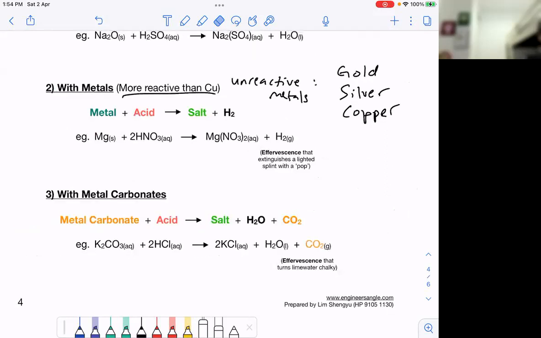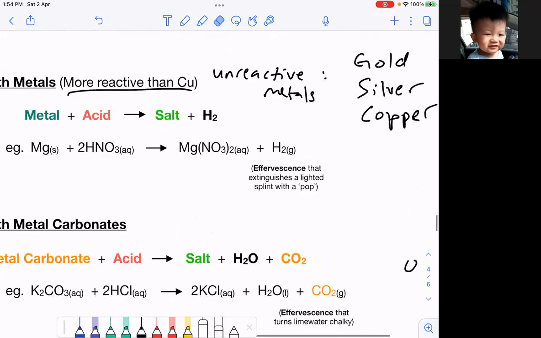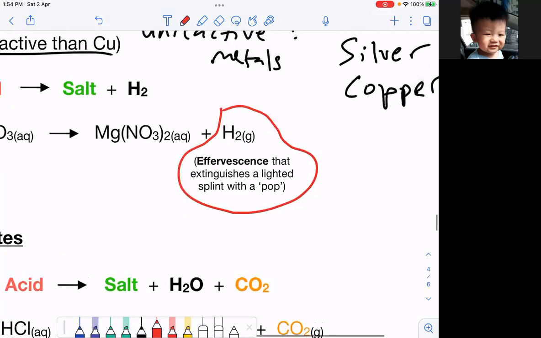Now, guys, one thing to note, this reaction produces hydrogen. You read the little bracket. It is an effervescence. What is an effervescence? Effervescence is not precipitation. Effervescence is the gas release. It's just a nicer way to say a gas release. In real life, when you do this in the lab, you see bubbles.